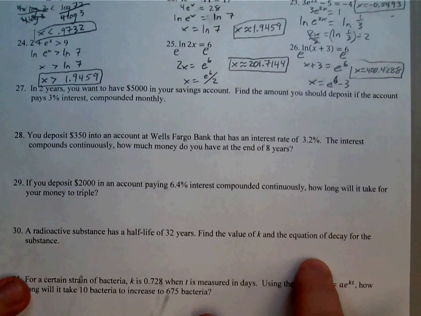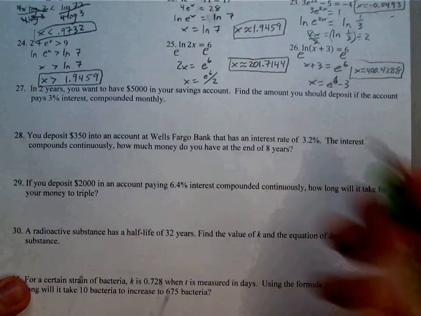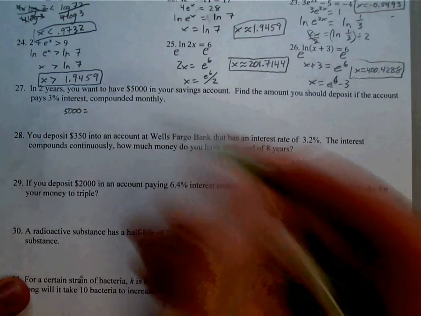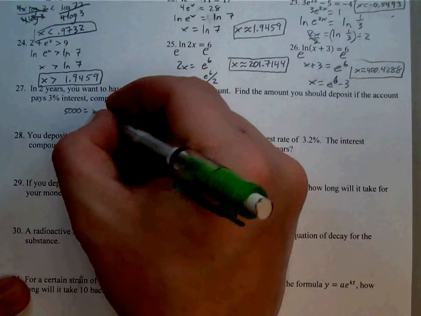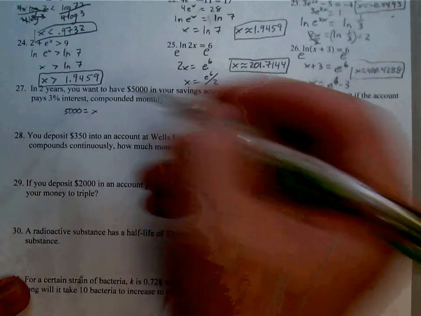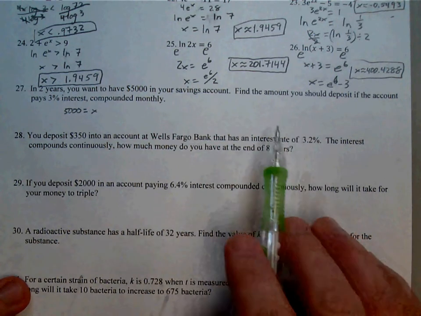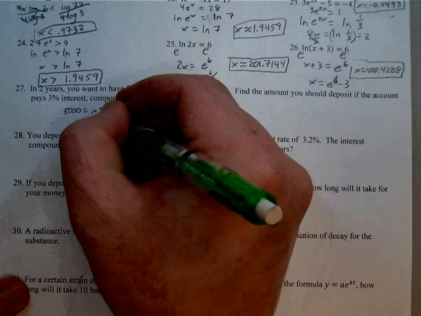Number 27. In 2 years you want to have 5,000. So I don't have 5,000 initially. That's what I want at the end of time. We want to find out what we should deposit. X, Y, B, whatever you want to make that variable. I'm not too concerned about the letter that you use there. The account pays 3% interest compounded monthly.